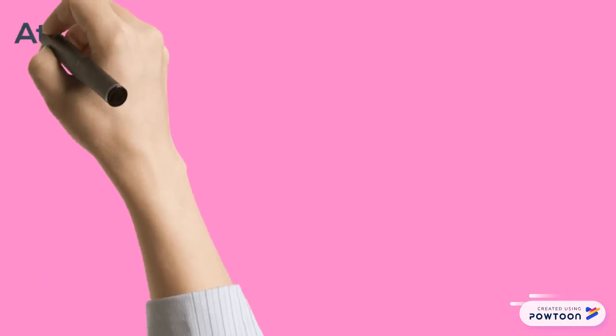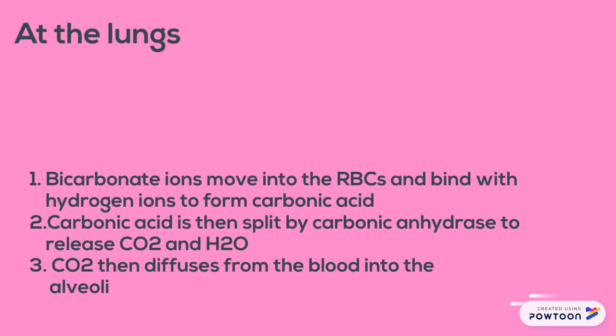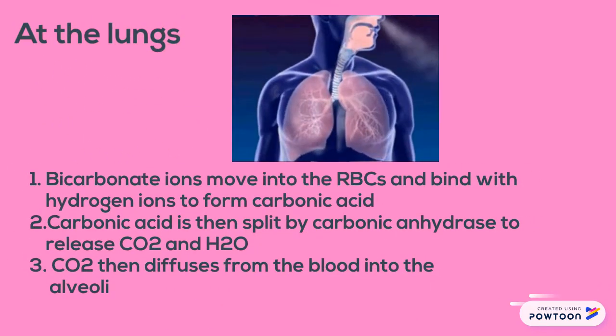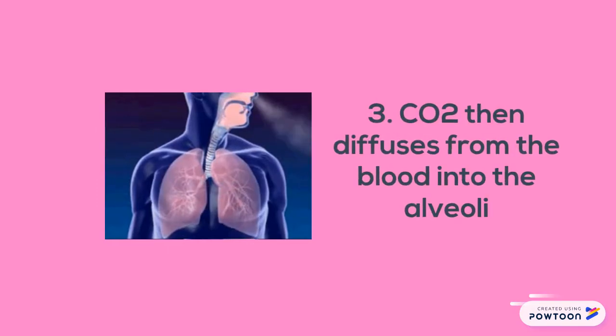When they reach the lung, the bicarbonate ion will move back into the red blood cell and bind with the hydrogen ion to form carbonic acid. Carbonic acid will then be split by the enzyme carbonic anhydrase to form carbon dioxide and water. This carbon dioxide will then diffuse from the blood into the alveoli, then be released outside of the body.